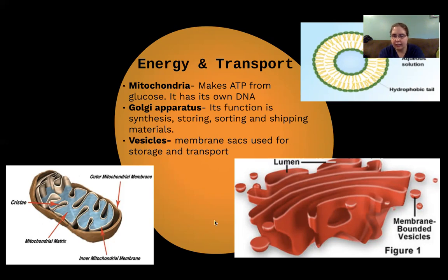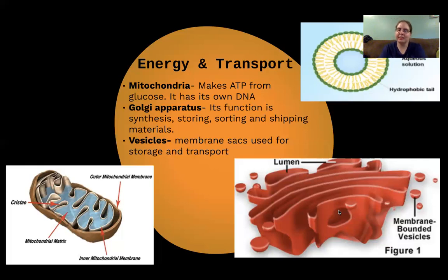Next, we have this sequence of flat membranes. People tend to say they look like a stack of pancakes, but first of all, it's the Golgi, whether you call it Golgi body, Golgi complex, or Golgi apparatus. Its function is synthesis, storing, sorting, and shipping materials. I like to think of it as the post office of the cell.